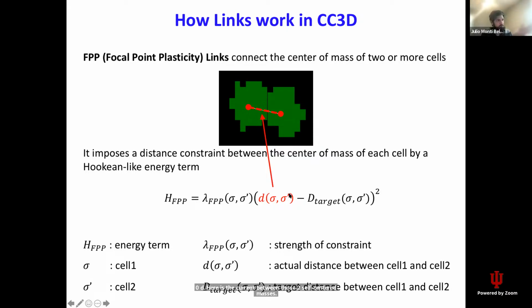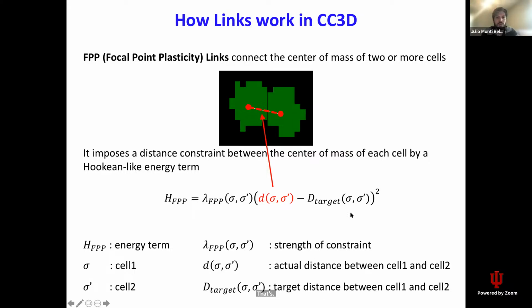So the energy term just tracks the deviation of the current distance between the two cells from the target distance between the two cells, and you penalize deviation in either direction by having the square here. You choose your lattice site flips to minimize this energy, or to bring those cells' distance close to the target distance between them. So that's how it's done.